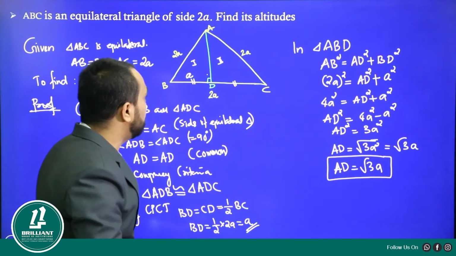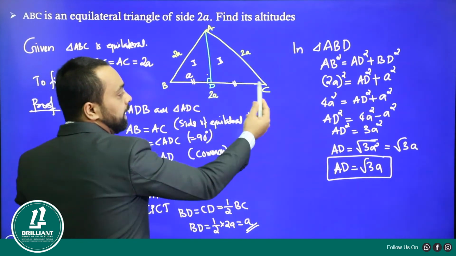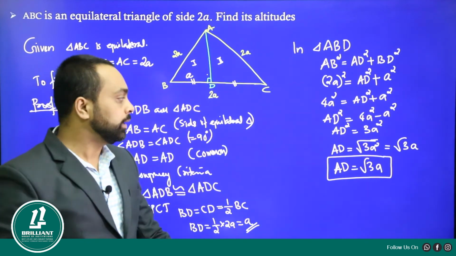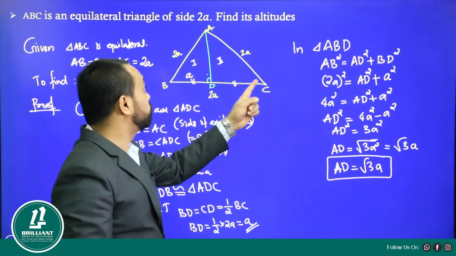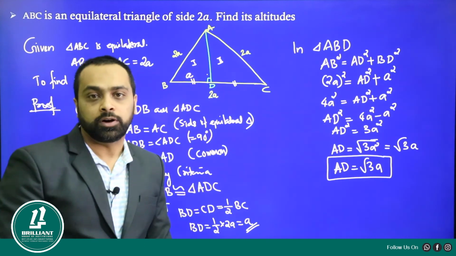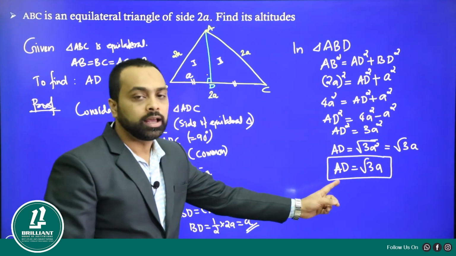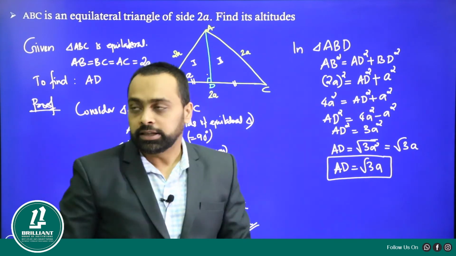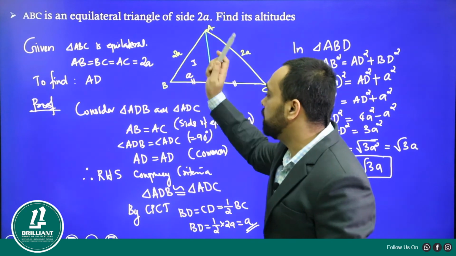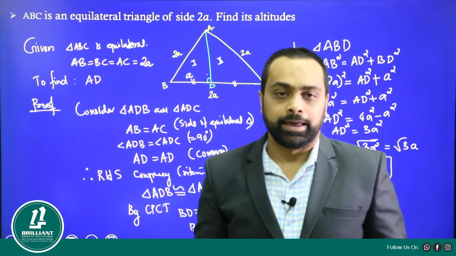In the same way, we can draw the altitude from vertex B to the side AC. That also in the same way we will get root 3 A. And the last one is from the vertex C to the side AB; we can draw one of the altitudes. By the same procedure we can prove that its length will also be equal to root 3 A. Therefore, in this equilateral triangle with side 2A, the length of the altitude will be equal to root 3 A.